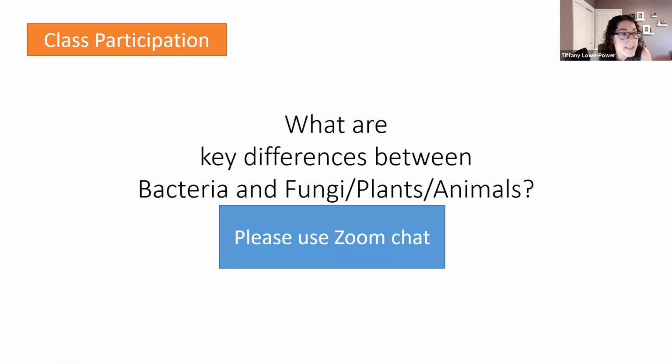Okay, so based on what you know from other classes about eukaryotes, I'd like you to use the Zoom chat to highlight some differences between bacteria and what you know about fungi, plants, or animals, or eukaryotes broadly. If you can highlight specifically fungi, plants, or animals, that'll be beneficial because those are all quite different organisms. Try to open up the chat.